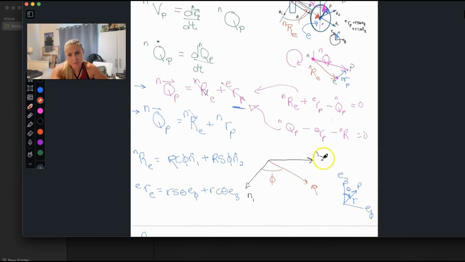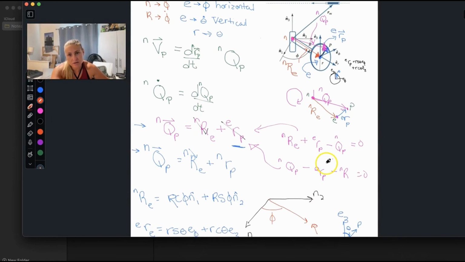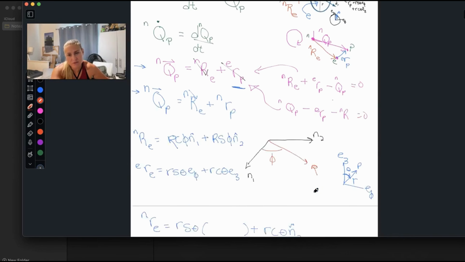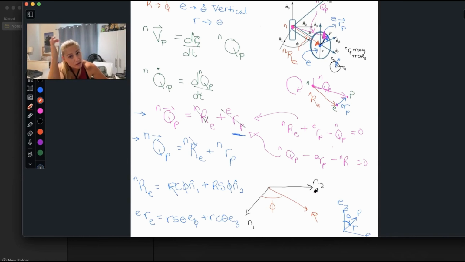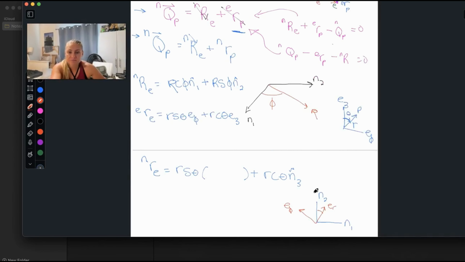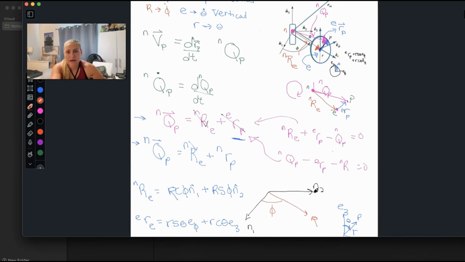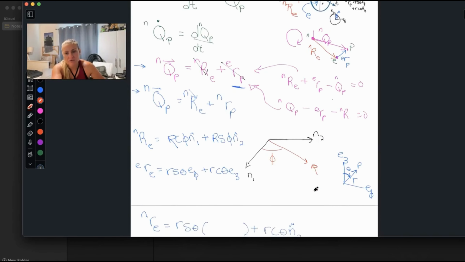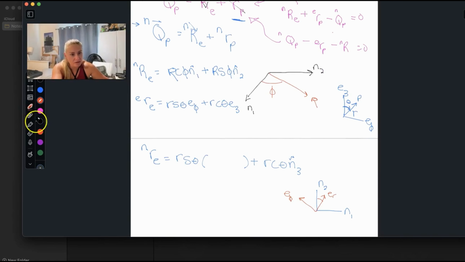So this is going to be E phi and E R. And this is going to be, I'm sorry, wait, theta is coming off of E3, but we are looking at the horizontal here, so that's going to be phi. We're going to represent it with phi. And phi is between N1 and E. So let's go back, erase that little line. And we have that this one is phi, and this is phi.